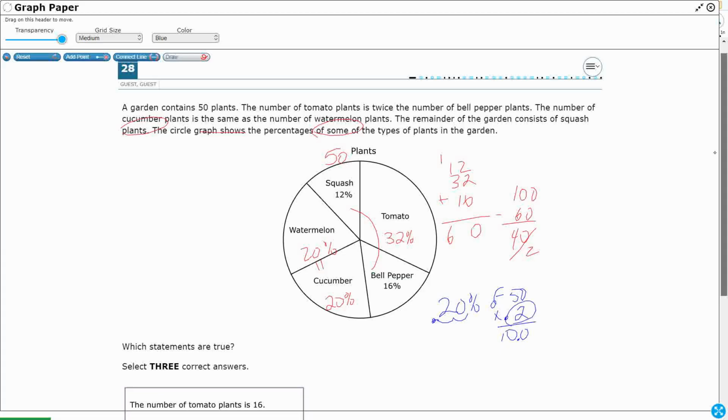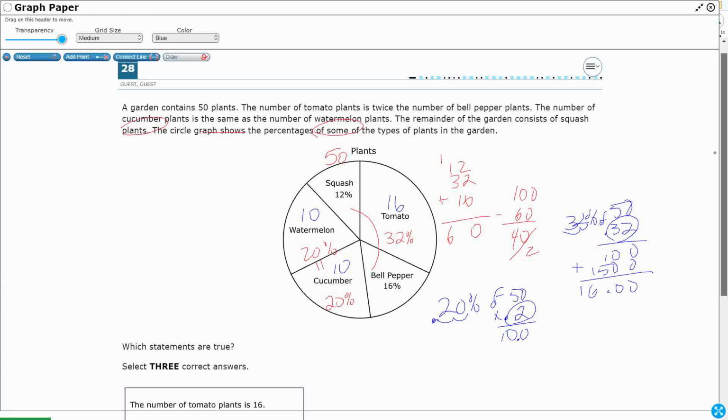We need that digit behind the decimal. So this is 10, which means there's only 30 left. And obviously the tomato is going to be the biggest. Let's do that tomato, 32%. Move that over twice. That's 50 times 0.32. So that's going to be 100, and that's going to be 150. 2 digits behind the decimal here. So I've got 16.